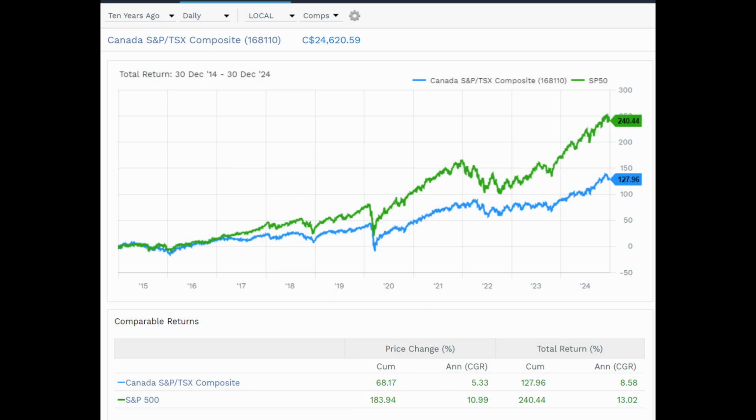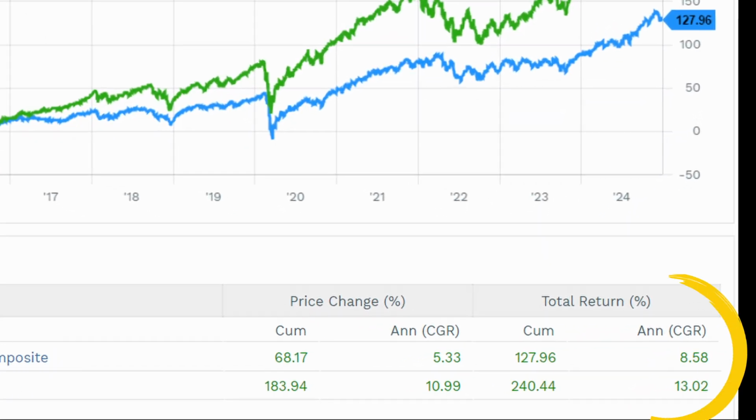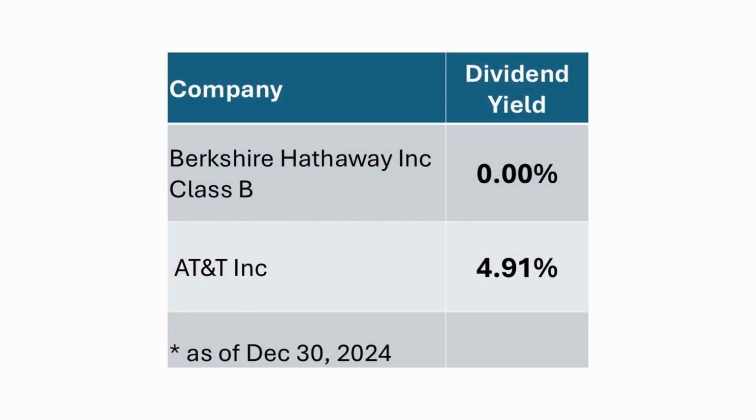Back to our TFSA, do we completely avoid US stocks altogether? Well, no. The US market has significantly outperformed the Canadian market over the last few years, so that may not be in your best interest. However, you can focus on low yield or even no yield stocks in your TFSA. For example, more Berkshire Hathaway and less AT&T.